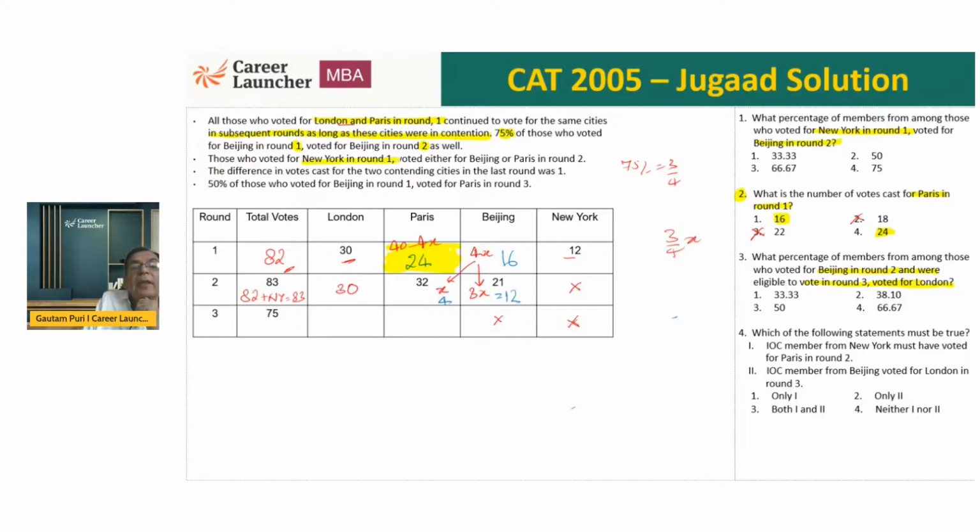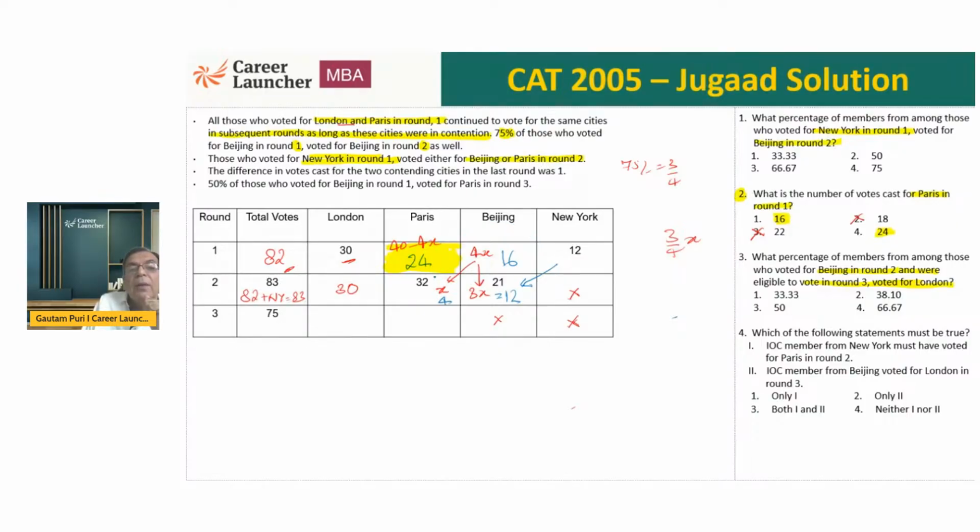Those who voted for New York in round 1 voted either for Beijing or Paris in round 2. Out of these 12 people who voted for New York in round 1, what happened? These 12 in round 2 either voted for Beijing or for Paris.